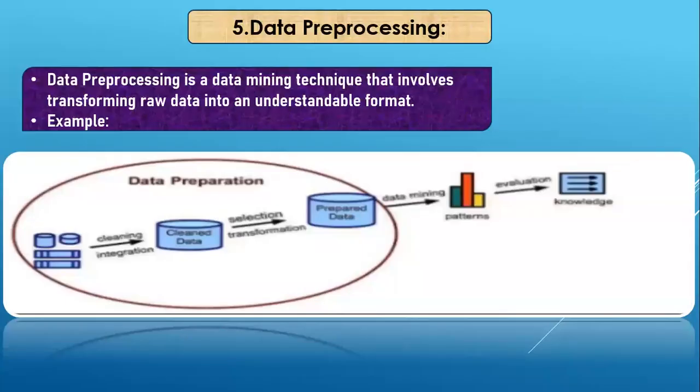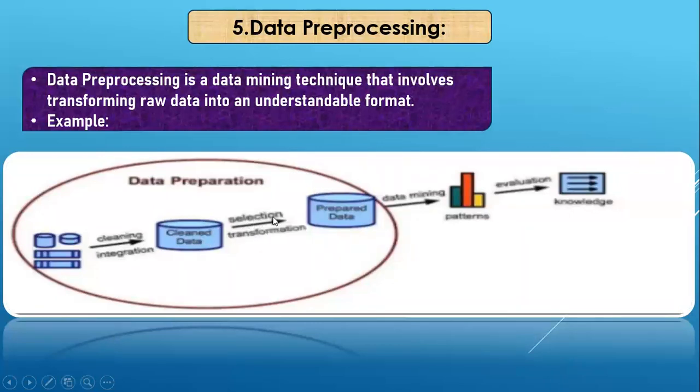Let me see data pre-processing. How to process the data? Data pre-processing is a data mining technique that involves transforming raw data into an understandable format. For example, here I have taken raw data. I want to clean the data. This cleaning and combining is what we call integration. Next, this is the cleaned data. Here we are observing that this is cleaned data.